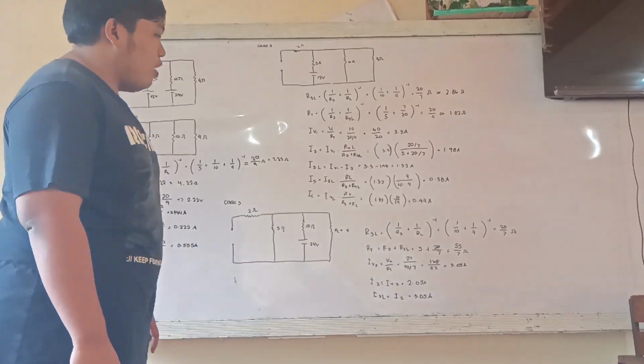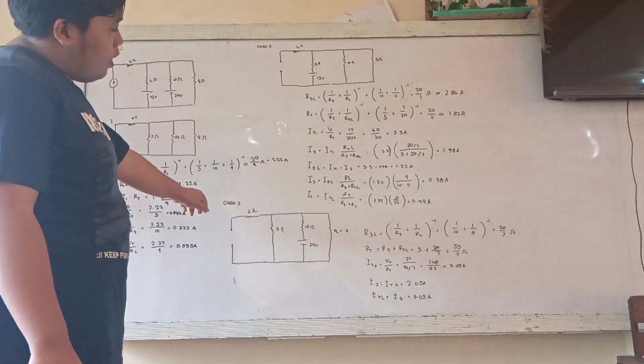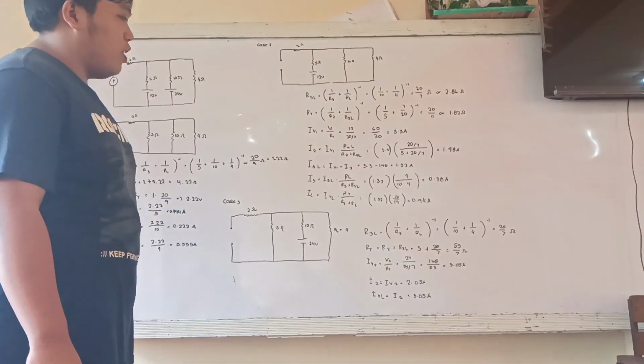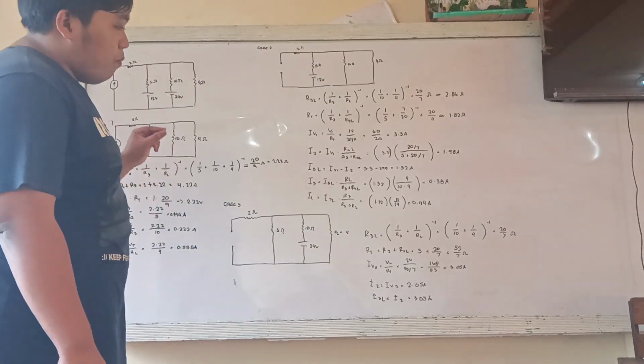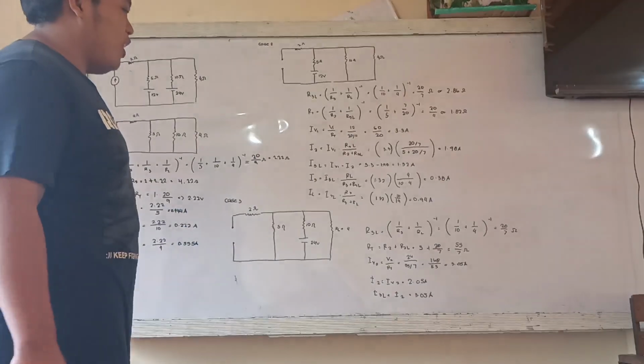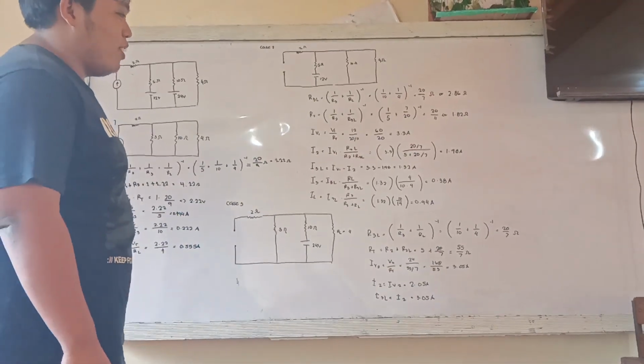For our total, since this is in series, we're going to use R total is equal to R2 plus R3L. Substituting, 5 plus 20 over 7 is equal to 55 over 7 ohms.